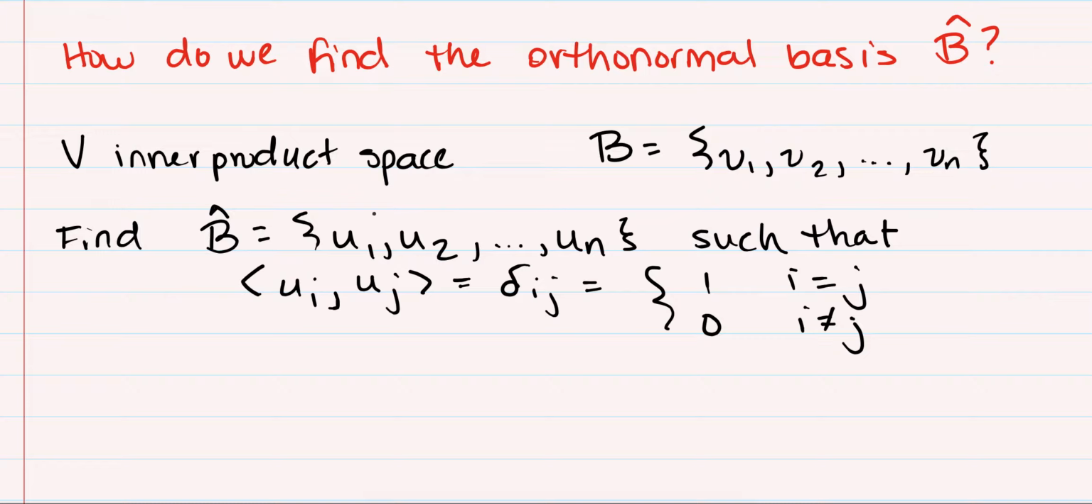So to find the first vector is actually really easy. You just take V1 and divide it by its length. So that is a unit vector in the direction of V1.